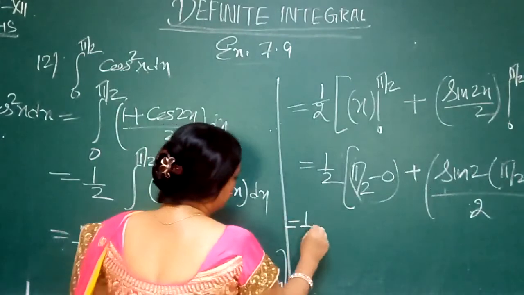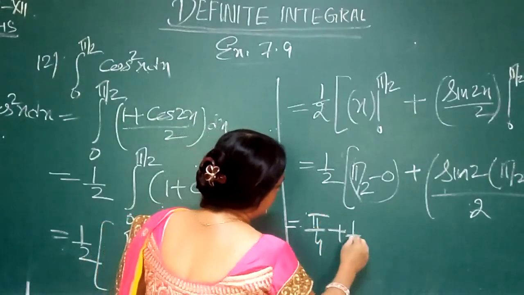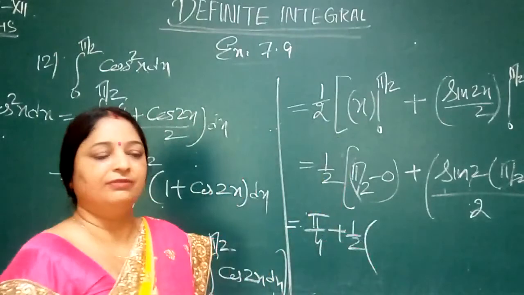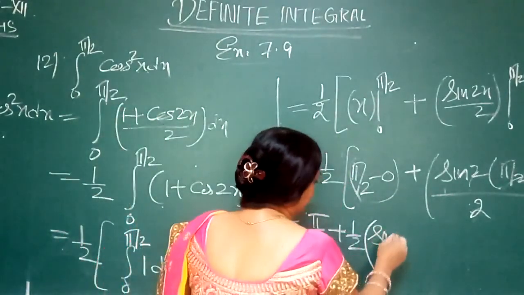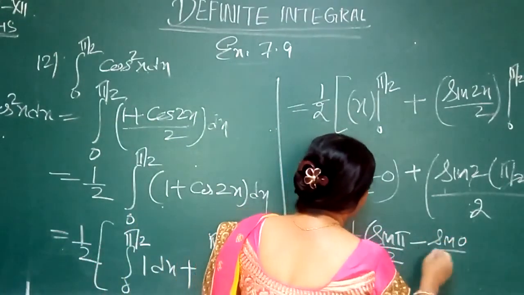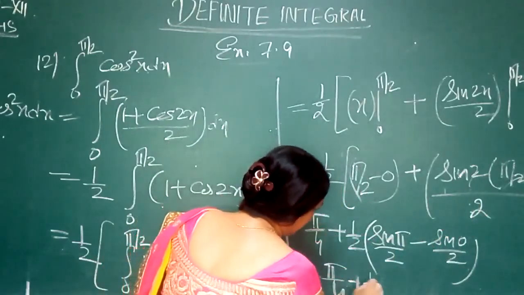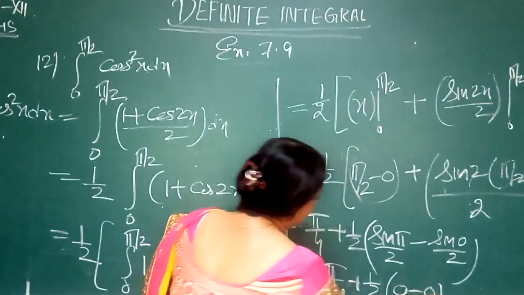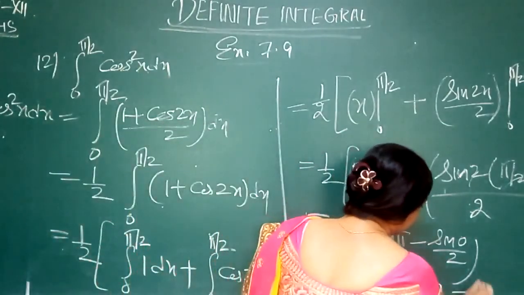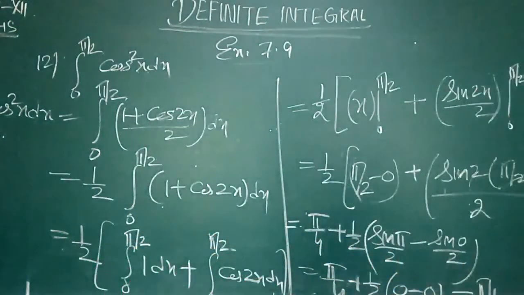After that it will come 1 by 2 into pi by 2, so it will come pi by 4, plus 1 by 2 into, the 2 will cancel. What will come here? Sin pi. What is the value of sin pi? The value of sin pi is 0, minus sin 0 upon 2. After solving this, pi by 4 plus half of 0 minus 0, because sin pi is 0 and sin 0 is 0. So what is coming here? The answer is pi by 4. So this is the required solution of question number 12.